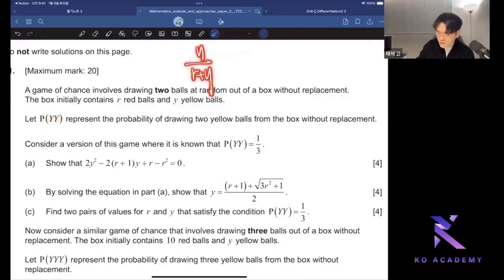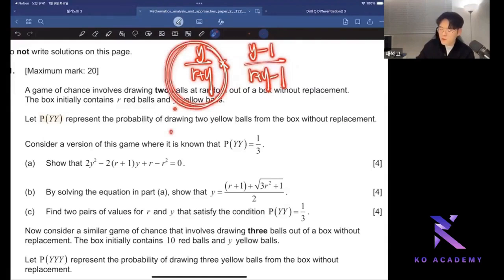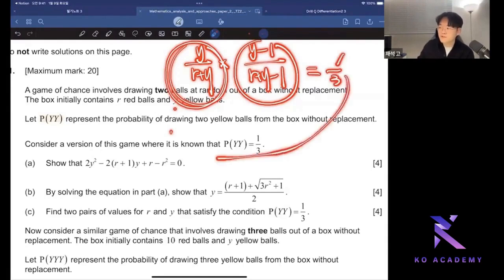Since we drew 1, the total number decreases by 1, and of course, since we drew a yellow ball, the number of yellow balls decreases by 1 as well. So the probability of drawing the first yellow and the probability of drawing the second yellow are multiplied together, which gives us 1/3, right? That's the equation we've organized, isn't it?